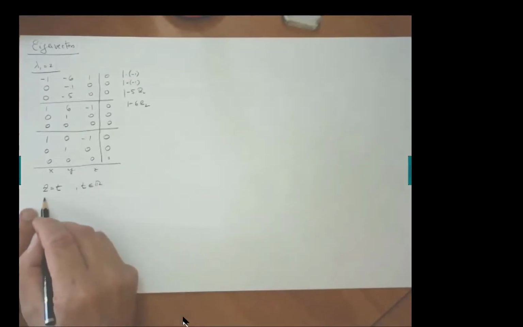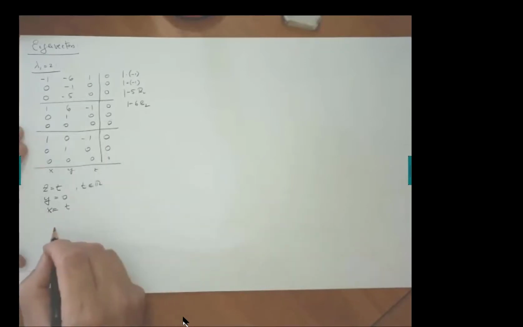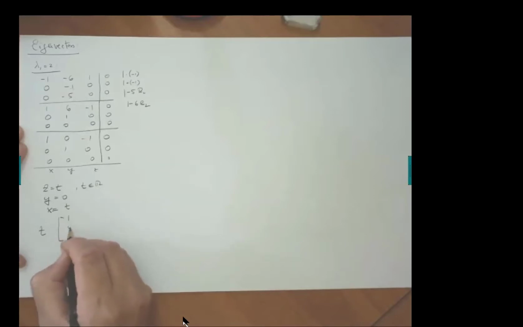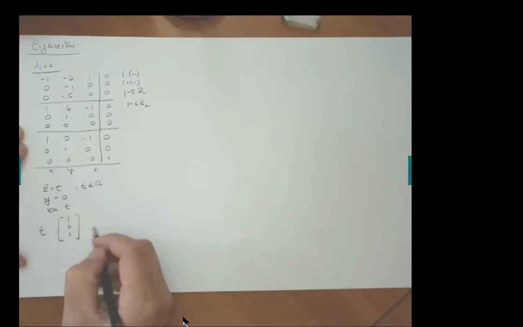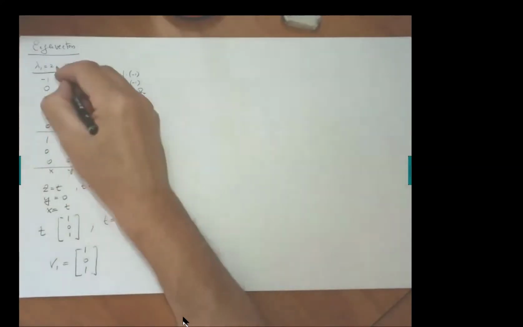Then we have y equal to 0. And x, moving it over, is also t. So the solutions would be t times 1, 0, 1, t in R. Eigenvectors we only get for t not equal to 0. So I put t equal to 1 and I have my first eigenvector 1, 0, 1. So this is the eigenvector for 2.